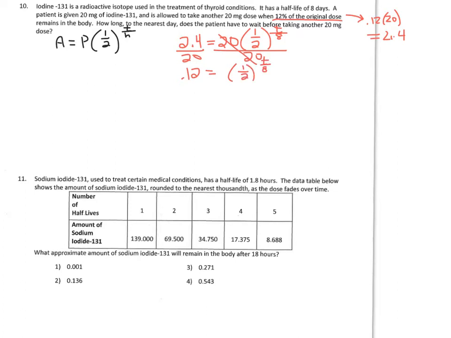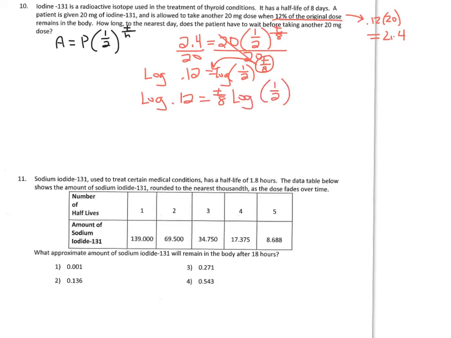Now, we know that we're going to have to use logs because our variable is in the exponent spot. So what we're going to do is put the word log in front of both sides of the equation. And the reason we do that is because the power rule tells us you can take a power and bring it to the front of the word log. Okay, so let's rewrite this. I'm going to bring down log of 0.12, and I'm going to take this power and bring it to the front of the word log. So it'll give me T over 8 times log of 1/2.